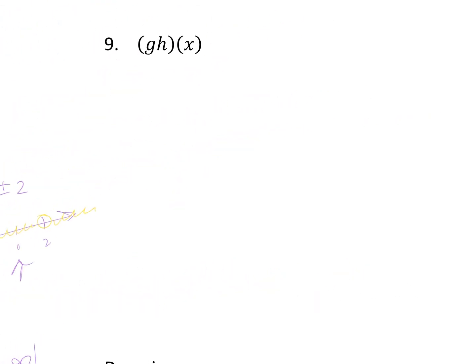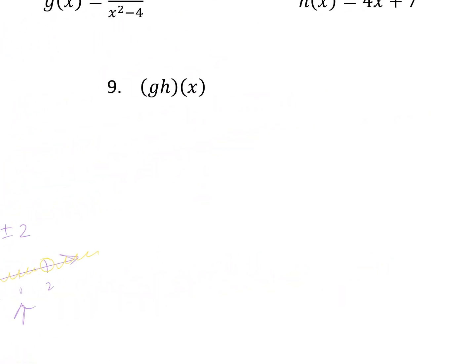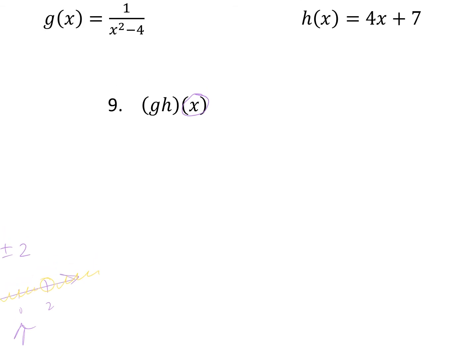All right, go to this next one. What am I doing? Multiplying. Am I plugging a number in for the x values? No. I'm multiplying g and h together, and I'm keeping my answer in terms of x. This says keep your answer in terms of x. So the g function is 1 over x squared minus 4, and I'm multiplying that to the h function, which is 4x plus 7 over 1.